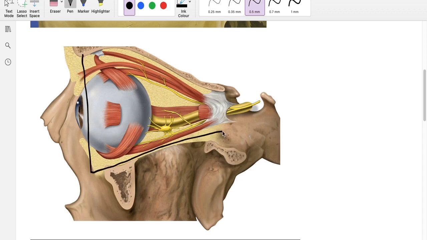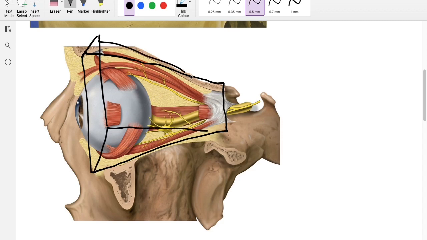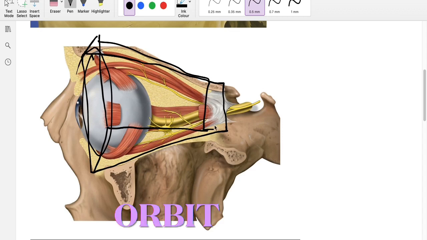You can see here it is somewhat a pyramidal structure. So when you look from the front, you will see this part, which looks like a square, and when we go backwards, it becomes like a pyramid. So that is about the orbit.